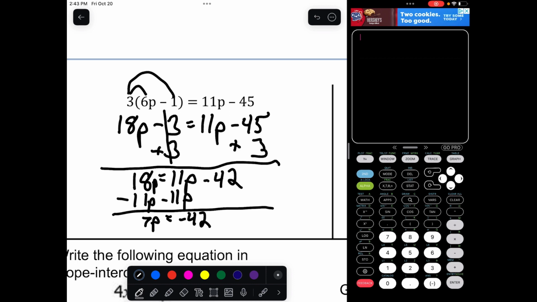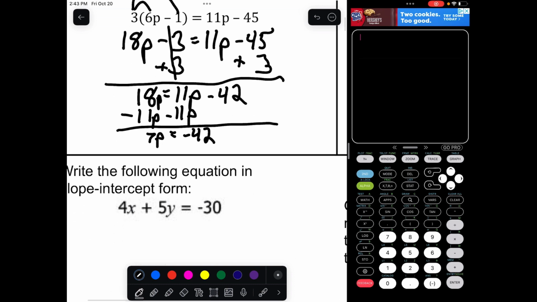Okay, next most common mistake that we'll see is people will then want to subtract 7p or add 42. If we do either one of those things, one of the sides of our equal sign will be left with nothing on it. So at this point, I'm not trying to move things from one side of the equal sign to the other. I am just trying to isolate the p. I'm trying to get it by itself.